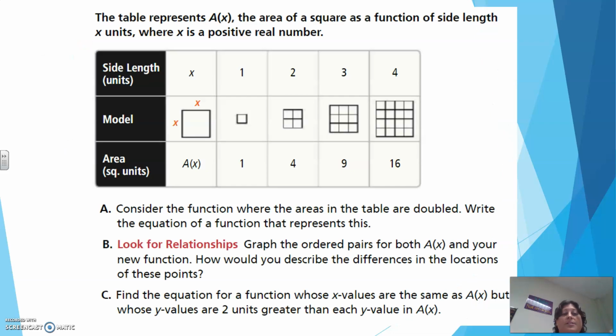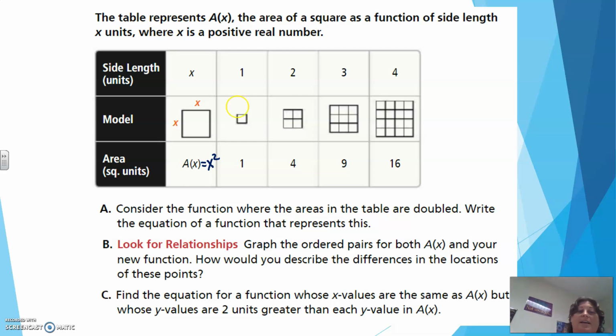Before we begin, I wanted to look at this little activity just to start getting our minds wrapped around how a quadratic works. The table represents A of x, the area of a square, as a function of side lengths, x units, where x is a positive real number. So you can see in the first column, when x is the side length, we have the area as x by x, so A of x is going to be x squared. And that is a quadratic. Anytime the x is squared, we're talking about a quadratic function. We'll talk more about that today.